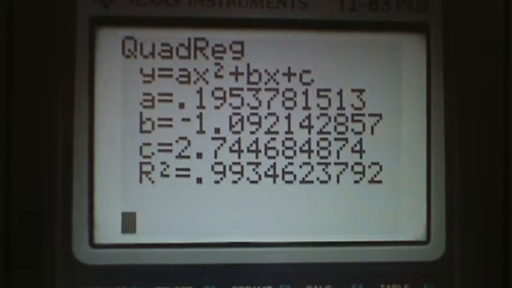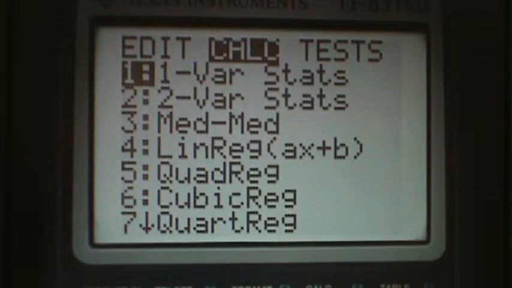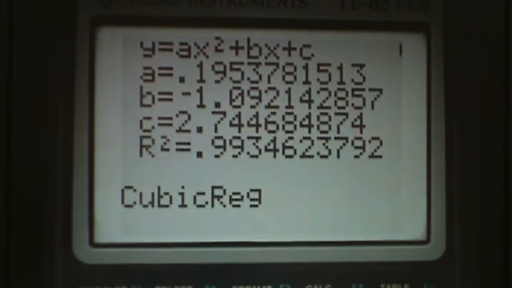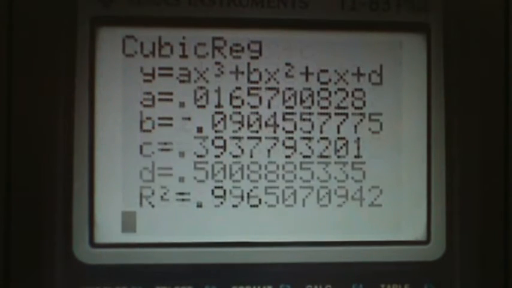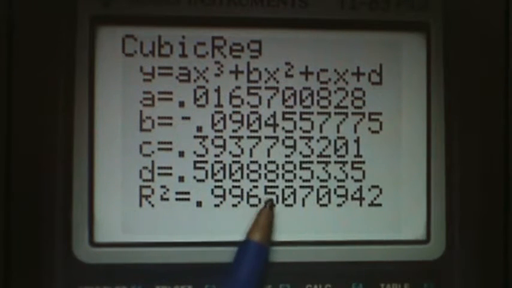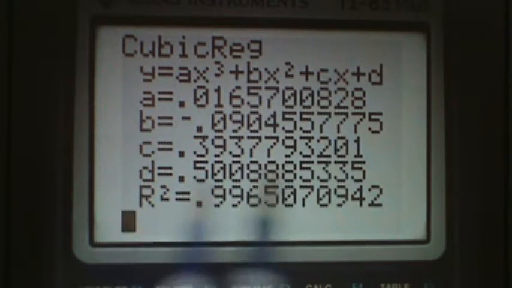Now let's go through a different regression. We can press stat, right arrow, and let's calculate another one. How about a cubic regression? And going through that, remember the other one was 0.9934. Oh, this is a better fit, 0.9965. That's closer to 1, and therefore this is a better fit.